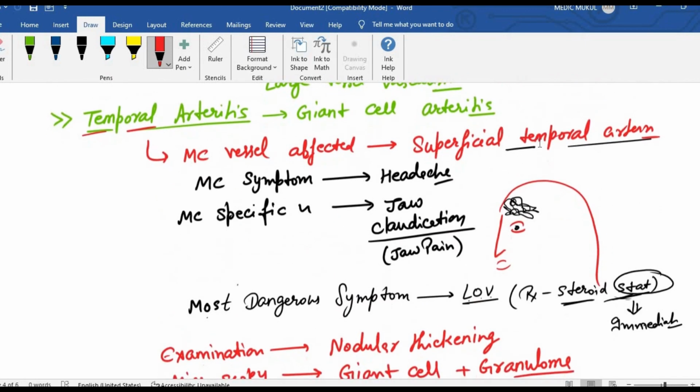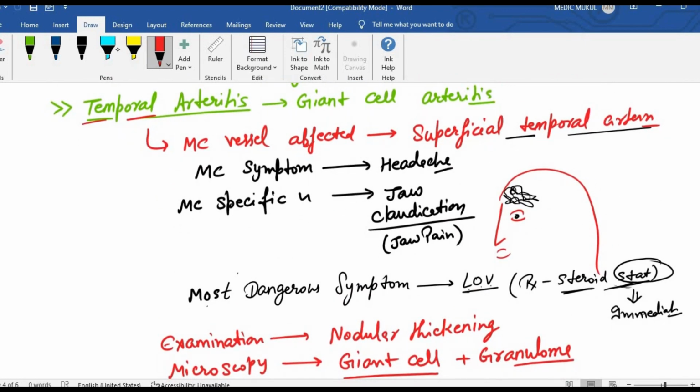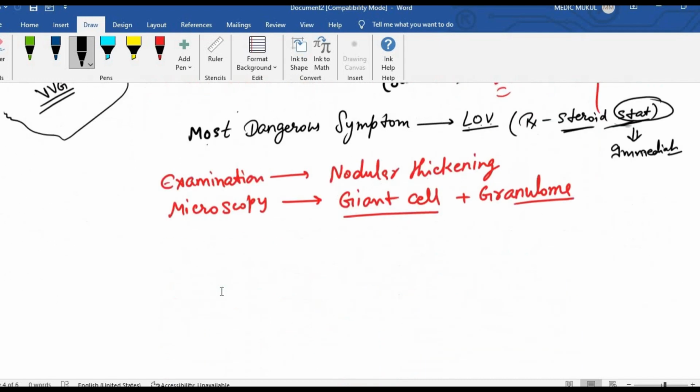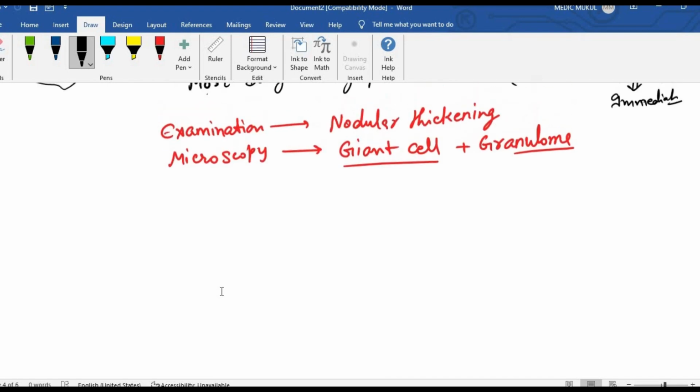Here is one FMG question, or if you don't want to remember, forget it. Which is the special stain we use for it? The special stain that we use is VVG. So just remember the name VVG. That is the special stain used in case of temporal arteritis. Note for the Krok 2.